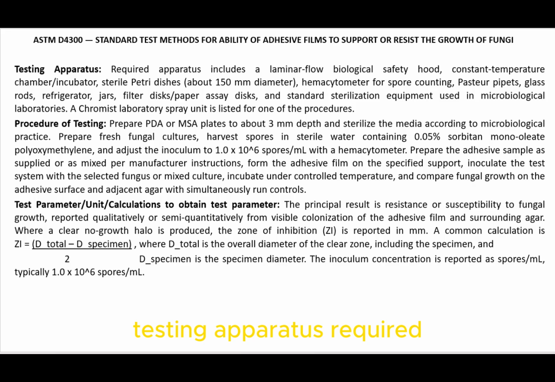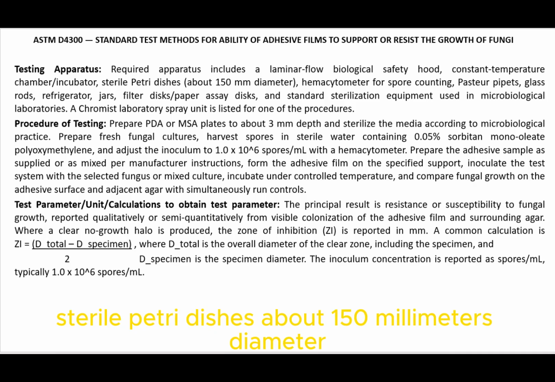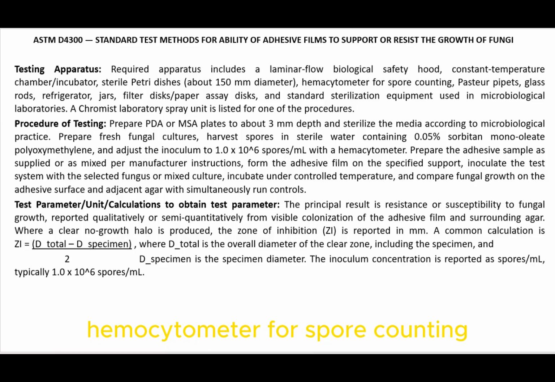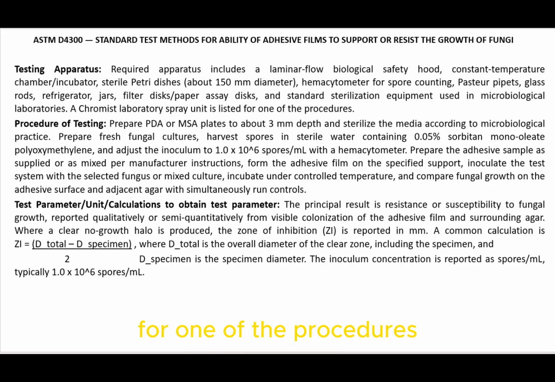Testing apparatus: required apparatus includes a laminar flow biological safety hood, constant temperature chamber/incubator, sterile petri dishes, about 150 mm diameter, hemocytometer for spore counting, Pasteur pipettes, glass rods, refrigerator, jars, filter discs/paper assay discs, and standard sterilization equipment used in microbiological laboratories. A chromist laboratory spray unit is listed for one of the procedures.